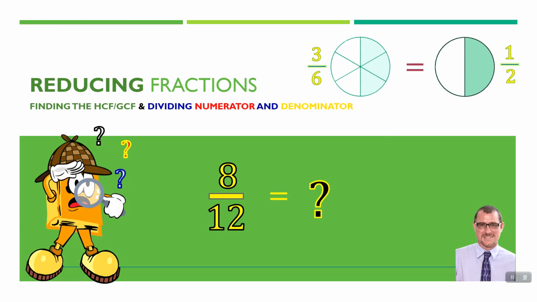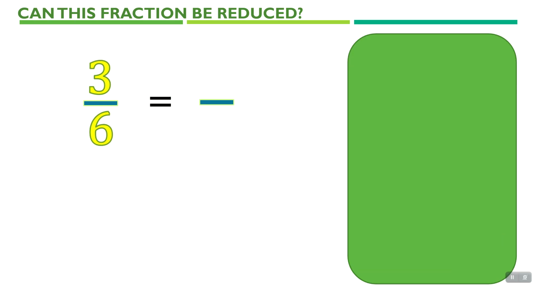In this video, we will look at how to reduce fractions. This will involve finding the HCF, sometimes known as the GCF, and then dividing numerator and denominator by the same number. Let's look at this fraction, 3 over 6, or 3/6.